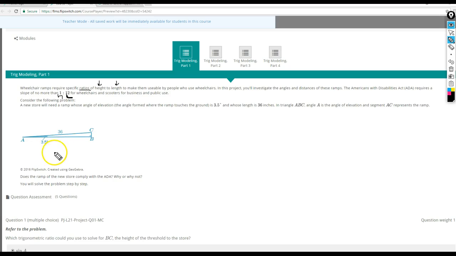Okay. The next thing that I want to notice is this is the diagram that they drew for the ramp for the new store, and the angle of elevation is angle A, which is right here. So that means this is the ground, and this is the ramp. So A to C is the length of the ramp, and we need to know how far along it travels along the ground or how high it is.